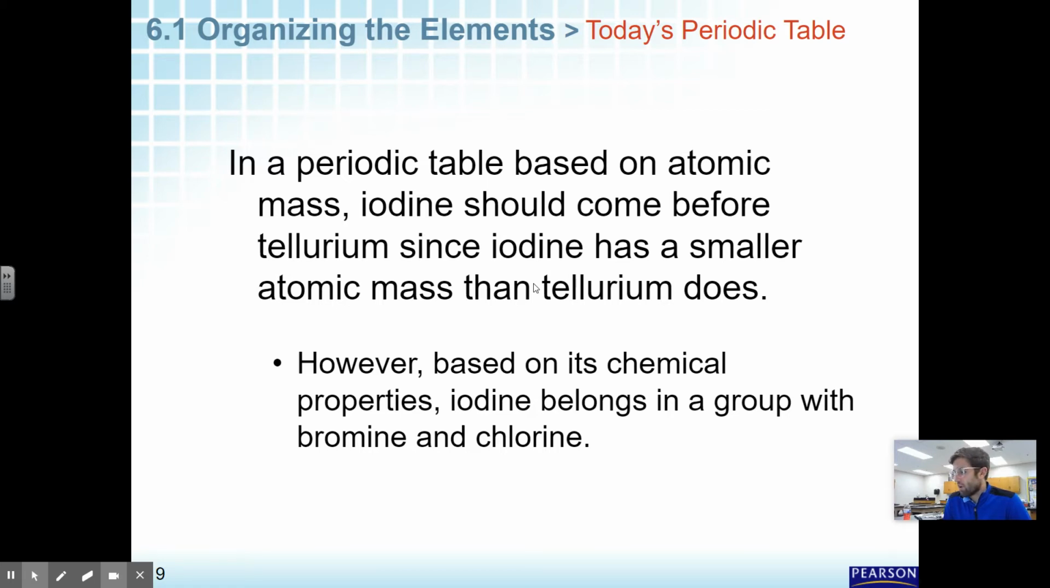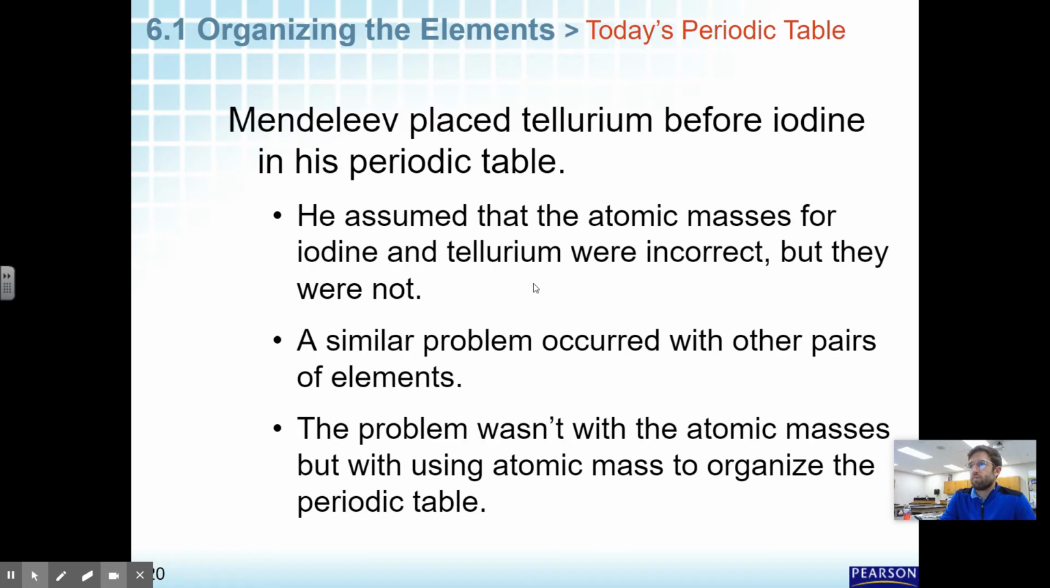And I think cobalt, let me look at this periodic table. I think cobalt, yes, cobalt and nickel is another example. Cobalt's average mass is 58.93. Nickel's is 58.71. And nickel is one place to the right. So it doesn't always increase as you go left to right. Usually, yes, but not always.